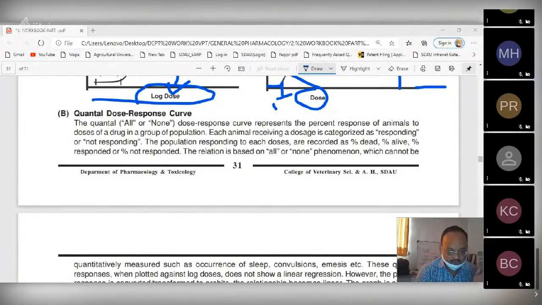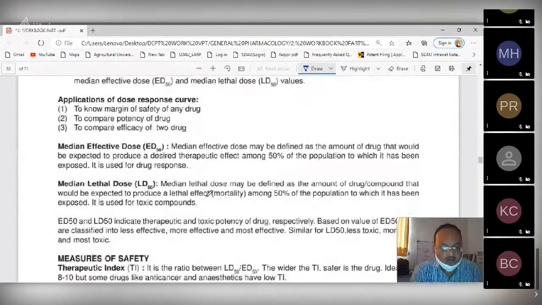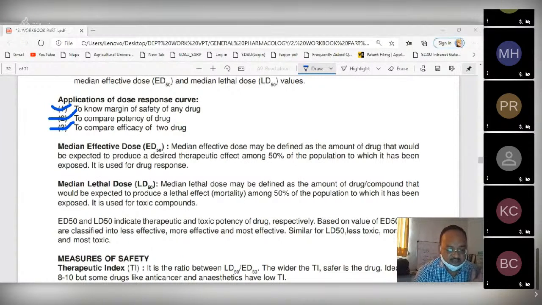Now, why should we study the quantal dose response curve? First, to know the margin of safety of any drug, to compare the potency of the drug, and to compare the efficacy of the drug. So these are the three major objectives of studying the dose response curve. If somebody asks you what the objectives of the dose response curve are, you should be able to reply that they are used to study the margin of safety of the drug, to compare the potency of the drug, and to compare the efficacy of the drug.